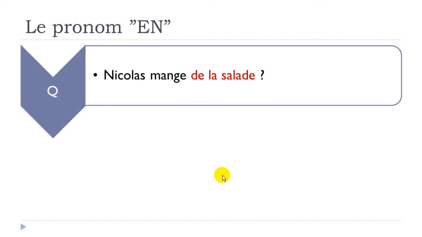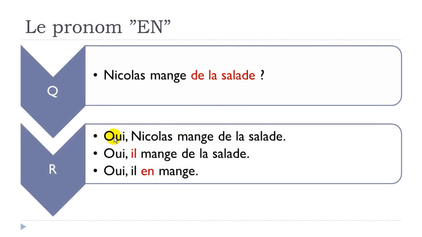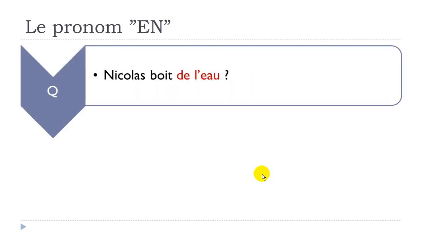So let's see now another example. In the first example, we had the masculine form, and now I wrote the same sentence, but here we've got de la salade, okay? Salade is a feminine word, so in that case it's not du, but de la. But still, it's the partitive form, some, okay? Nicolas mange de la salade. As we saw, the first option would be oui, Nicolas mange de la salade, so you repeat the whole sentence. Second option, you don't want to repeat Nicolas, oui, il mange de la salade. And the last option, you don't want to repeat either Nicolas nor de la salade, so you get oui, il en mange.